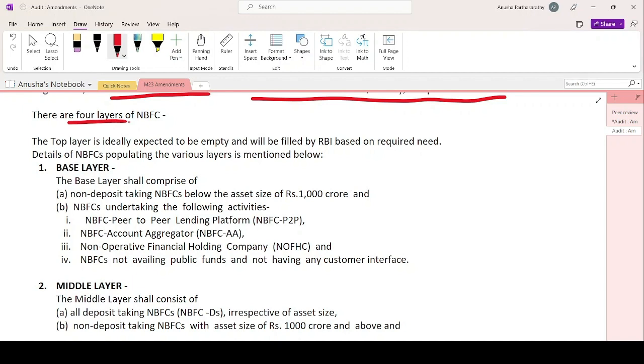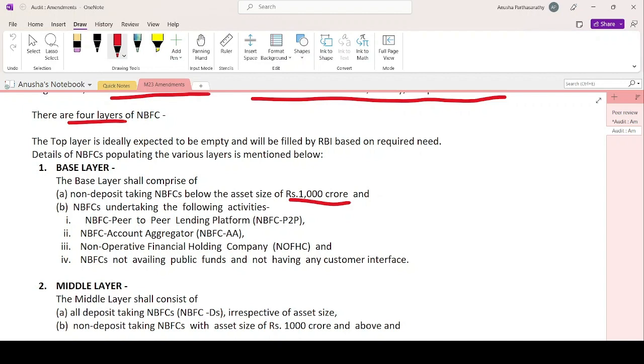The top layer is ideally expected to be empty and will be filled by RBI based on required need. The details of NBFCs populating the various layers are mentioned below. Base layer: the base layer shall comprise of non-deposit taking NBFCs below the asset size of 1000 crore. Please memorize NBFC applicability like you memorize the peer review applicability, because there is high possibility of getting MCQs on it, since everything is numbers here.